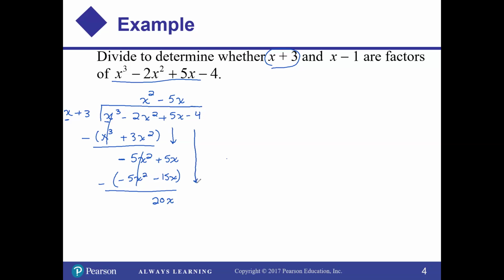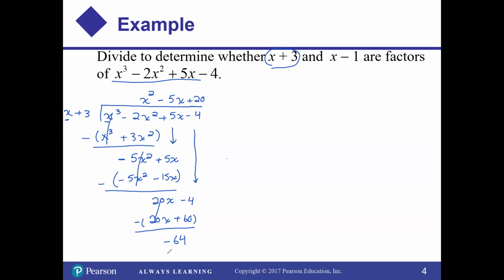Then we drop the next part. So how many times does x go into 20x? Well, that would be 20 times. So 20 times x is 20x. 20 times 3 is 60. I subtract, and I'm going to be left with 4 minus 60, negative 64.